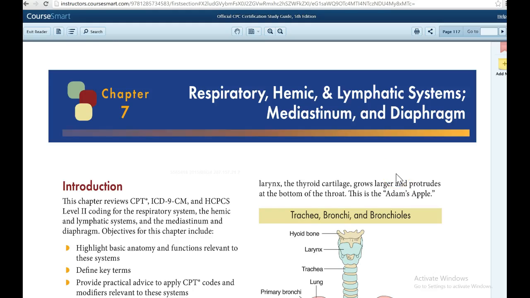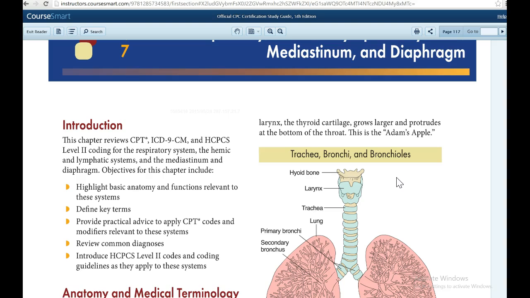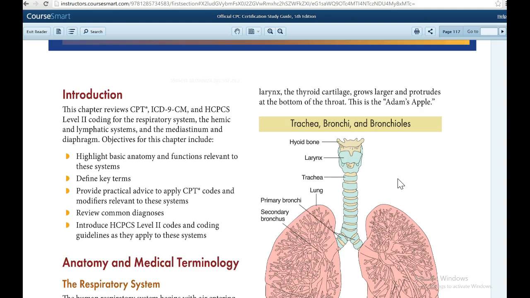All right, y'all, we are now in chapter 7. This is the respiratory, hemic, lymphatic systems, and the mediastina and the diaphragm. In this section, we will be talking about all those systems that I just said.